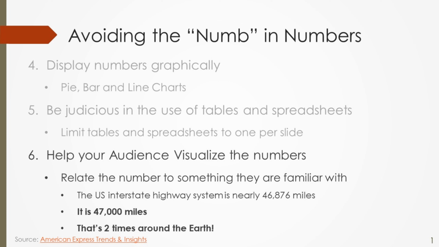Or a very easy way is to say that's 2 times around the earth, where the audience is able to visualize the road going all the way around the earth and then going around a second time. And if they know the circumference of the earth, or they could always look it up, they'd figure out that, hey, it's about 47,000 miles. But you leave that visual of the highway system going around the earth twice, and the audience will easily remember that.